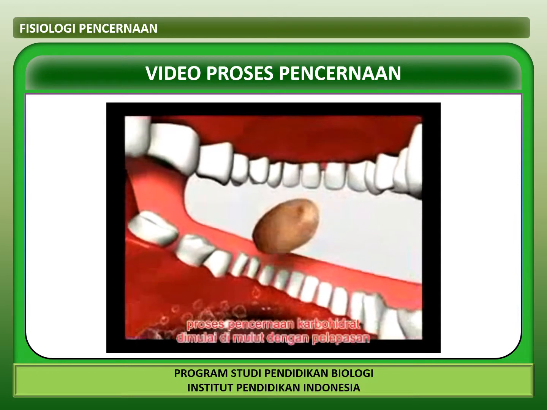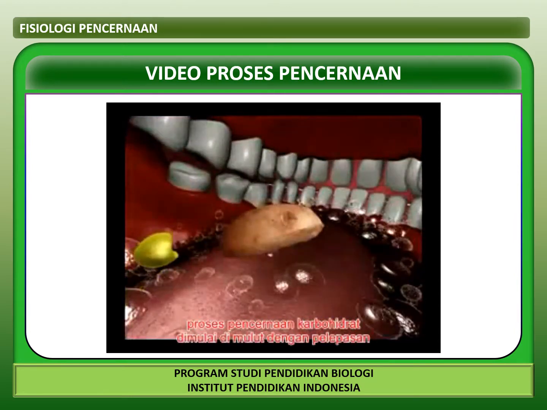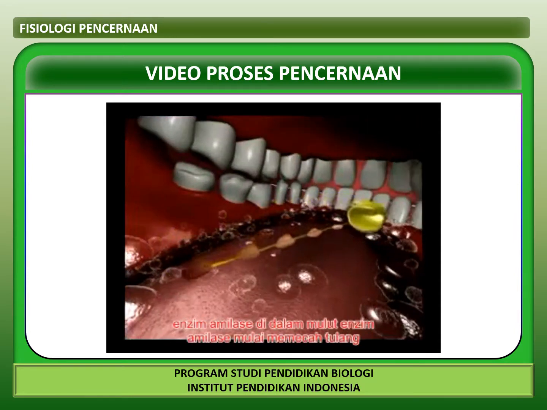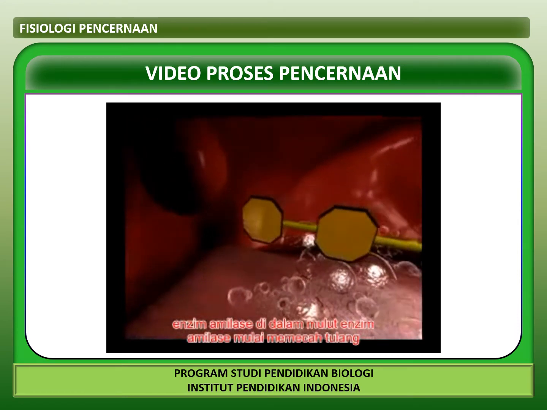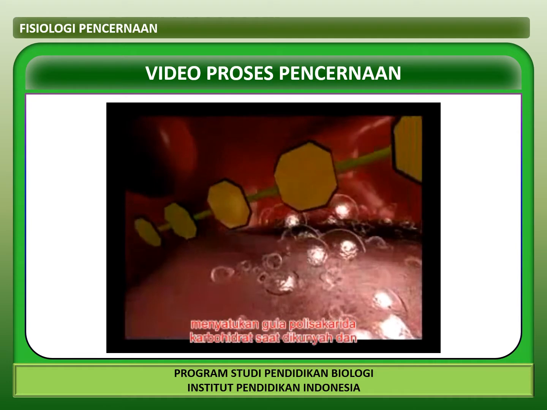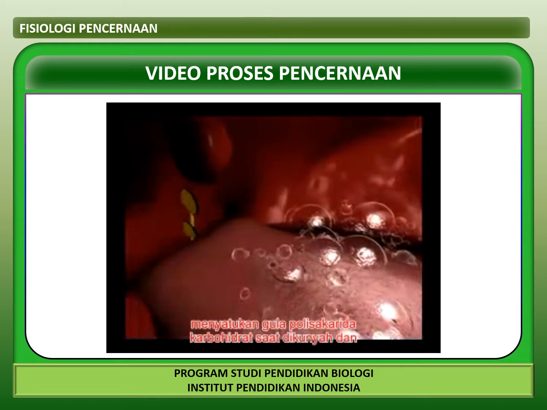The process of carbohydrate digestion begins in the mouth with the release of the amylase enzyme. In the mouth, amylase enzymes begin to break apart the bonds holding the carbohydrate polysaccharide sugars together.